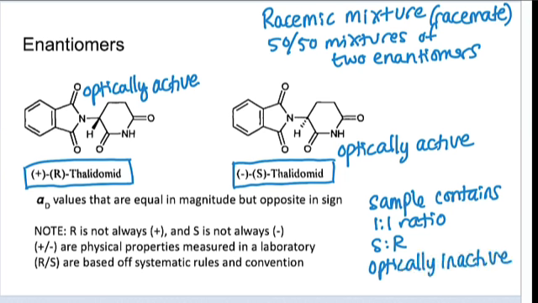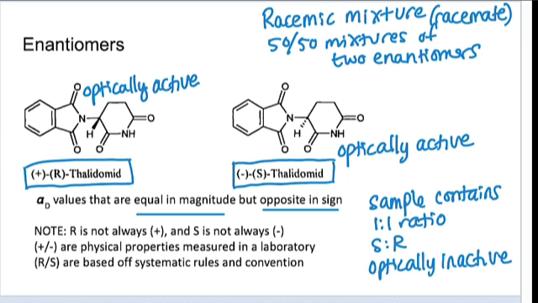And it makes sense because the alpha sub d values of two different enantiomers are equal in magnitude, but opposite in sign. Okay, so they're going to cancel each other out. To whatever degree the R form rotates plane polarized light, the S form is going to rotate it in the opposite direction, but equally, and so the alpha sub d then just becomes 0.